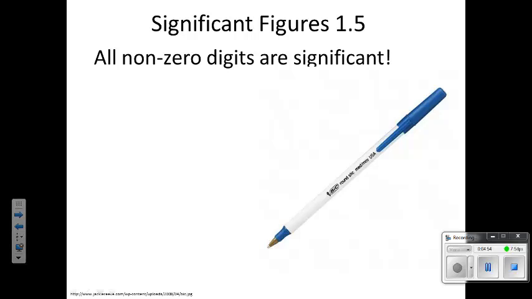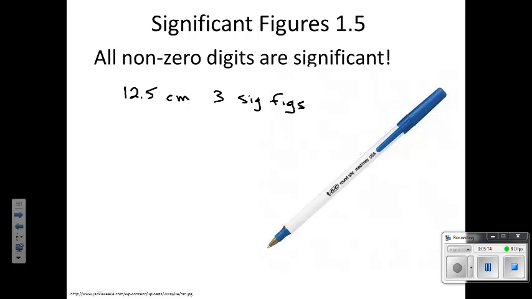So the first rule of significant figures is that all non-zero digits are significant. So if we go back to our previous one, 12.5 centimeters, I have three sig figs.